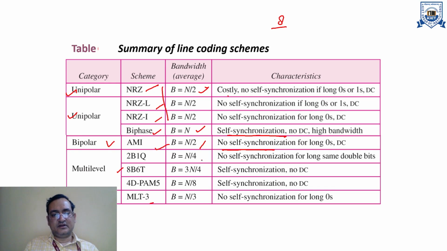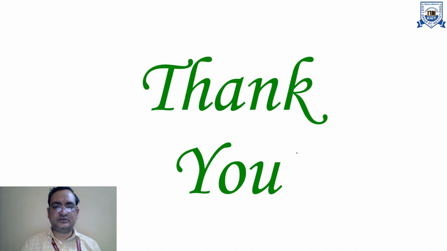Similarly, in multi-level, there is no self-synchronization for 2B1Q, 8B6T has self-synchronization, and 4D-PAM5 also has self-synchronization capability, as well as a comparatively much lower bandwidth in comparison to all the explained line coding schemes. So in this video, this is the digital baseband transmission data technique. So thank you very much.